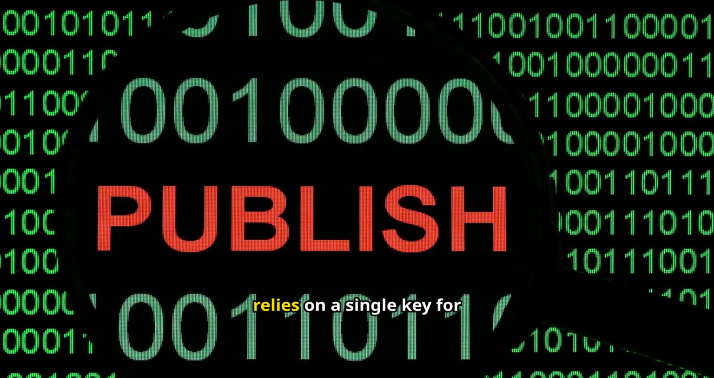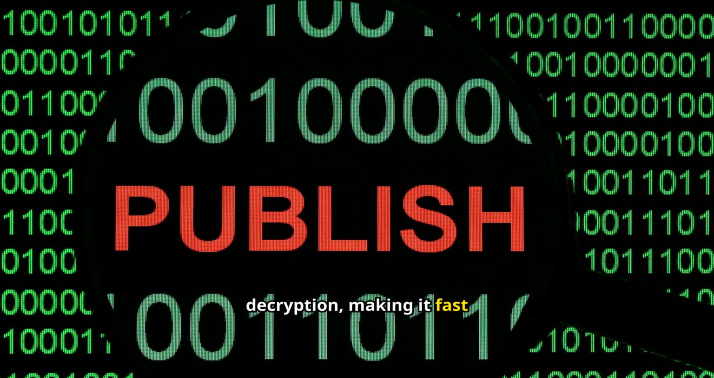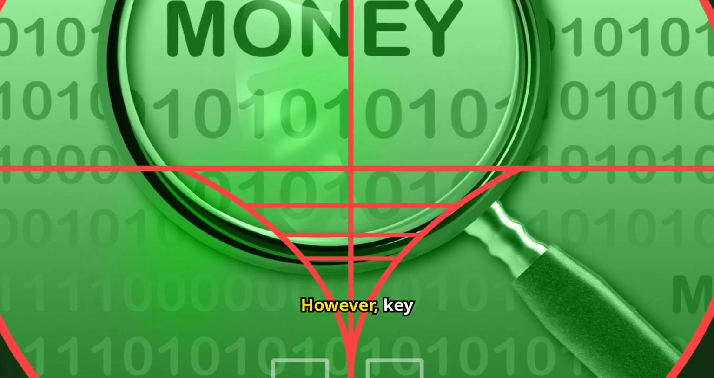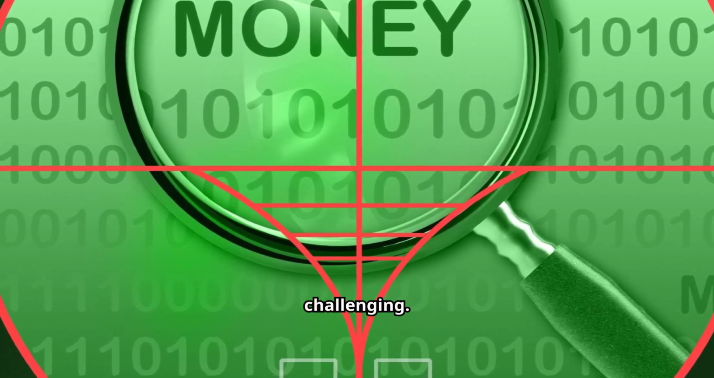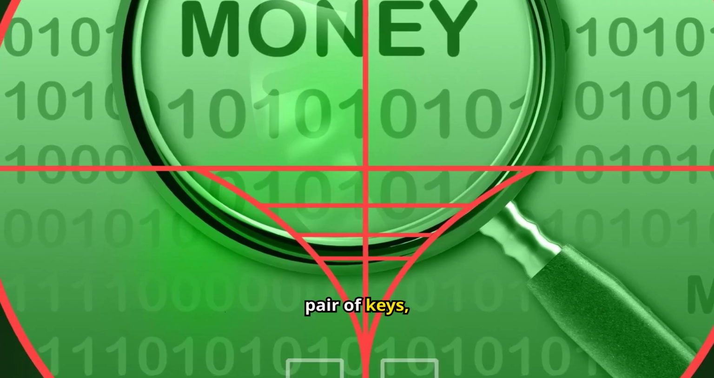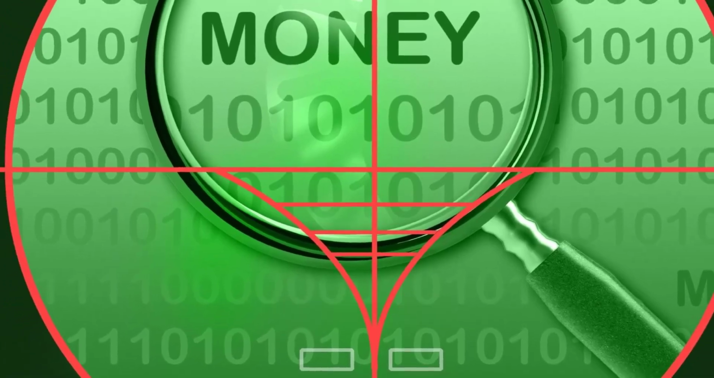Symmetric encryption relies on a single key for both encryption and decryption, making it fast and efficient. However, key distribution can be challenging. Asymmetric encryption uses a pair of keys, ensuring secure communication but at a slower pace.